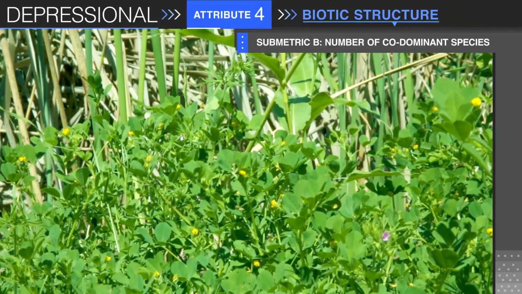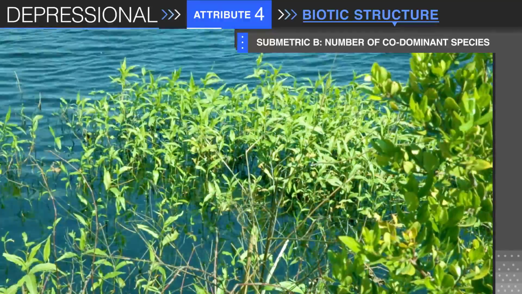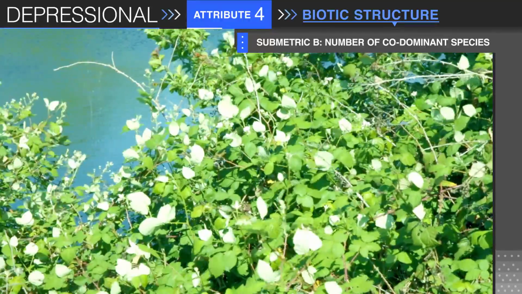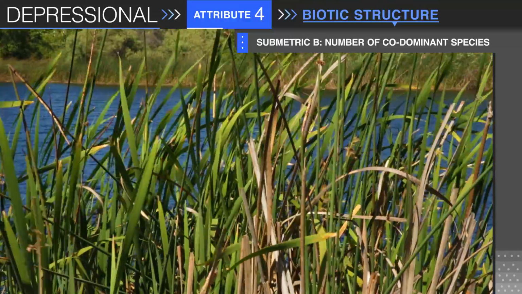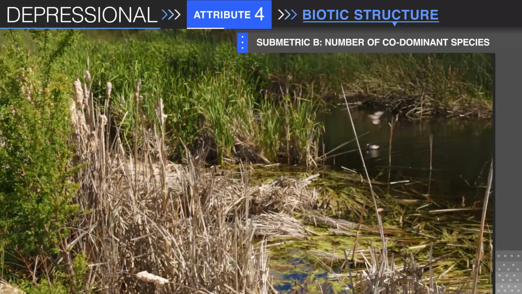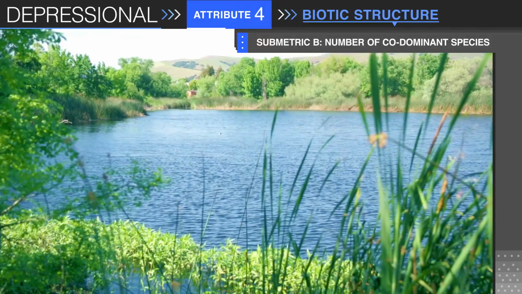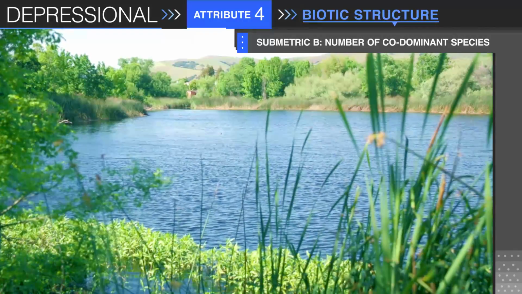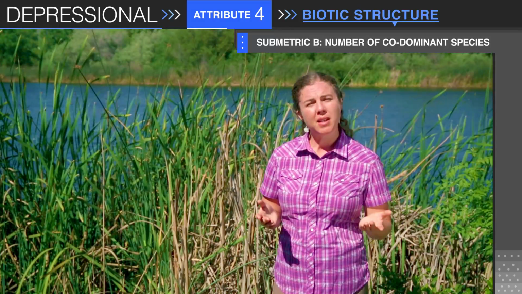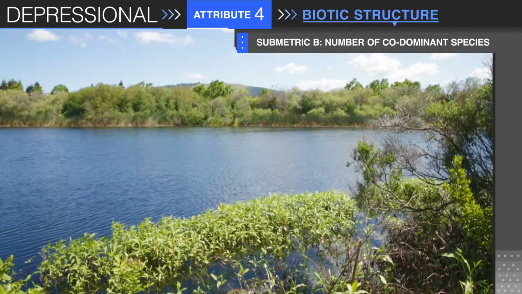At this site, we have a short layer with burr clover. We have a medium layer with smartweed and Himalayan blackberry. We have a tall layer with cattails, tules, as well as a shrub. And then we have a very tall layer with red willow, arroyo willow, and the ash tree. This makes a total of 9 codominant species, which is an A for this submetric.